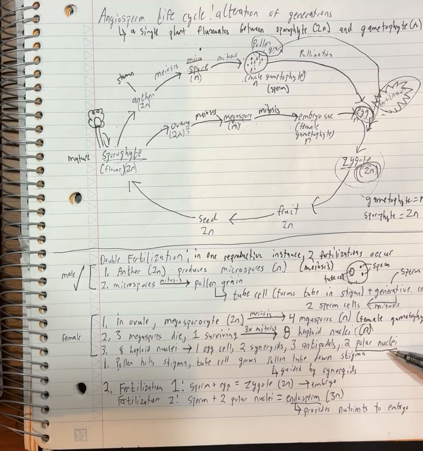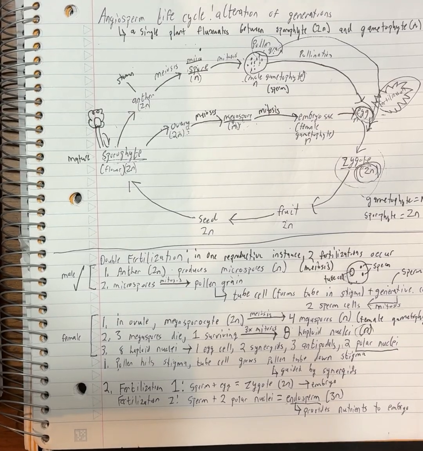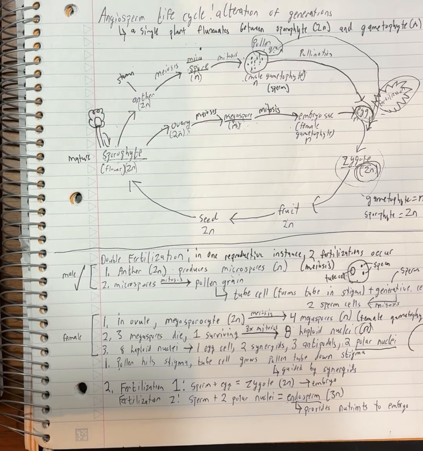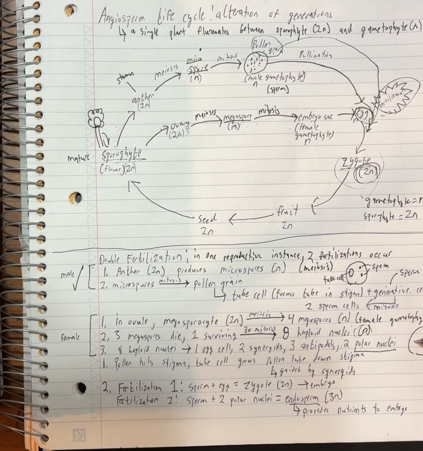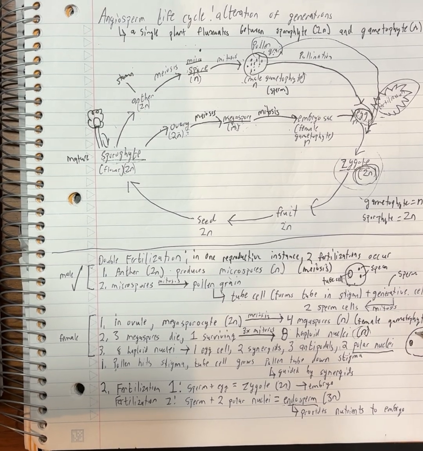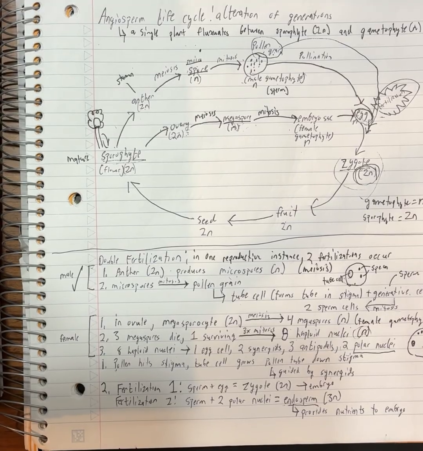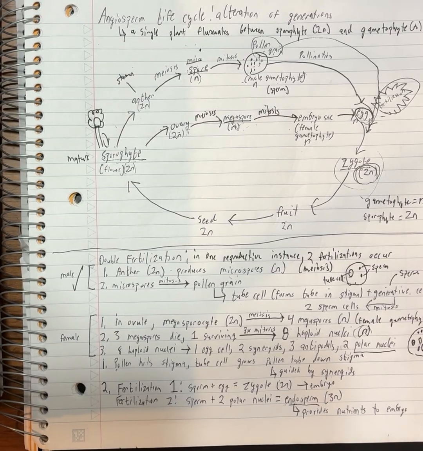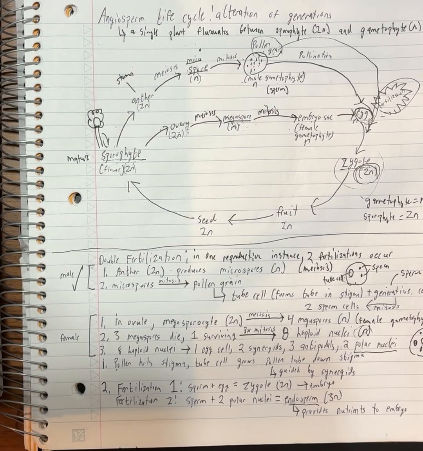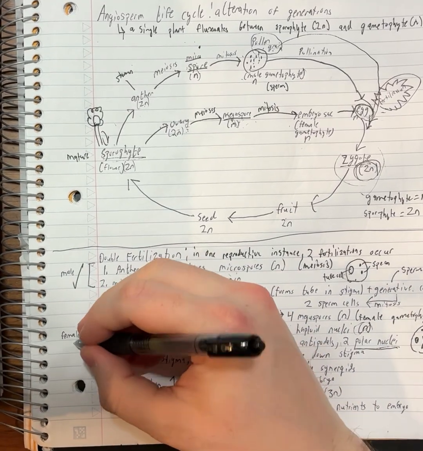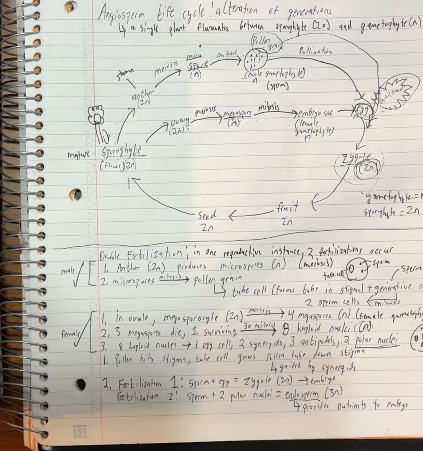So 2 polar nuclei. All right, so now in our female reproductive system, we now have an egg. We have 2 synergids. We have 3 antipodals. And then we have 2 haploid nuclei, or 2 polar nuclei. So now we have the female reproductive structure ready to go.